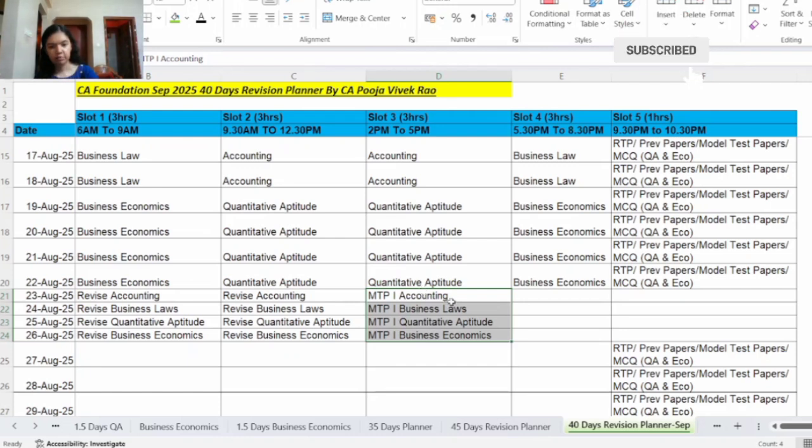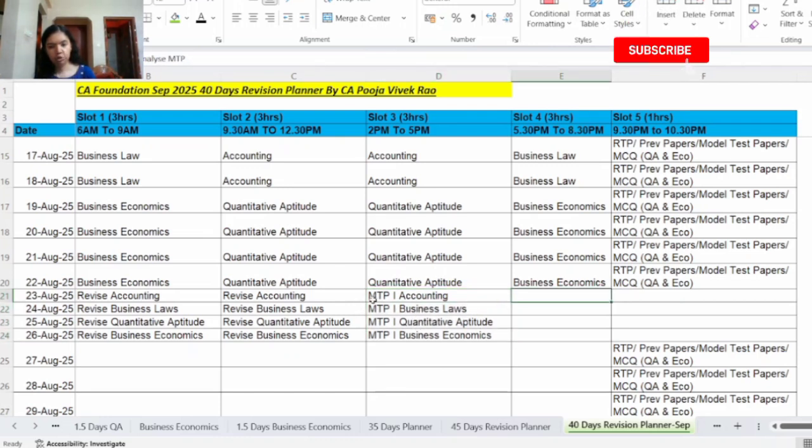paper series 1. So for accounting and business law mock test paper, you will attempt from 2 p.m. to 5 p.m. And for quantitative aptitude and business economics, you will attempt it from 2 p.m. to 4 p.m. So in slot 3, which is of exam time, throughout the study leave, we are either studying or we are practicing the mock test paper. Since the exam is in the afternoon, there are chances we might feel sleepy. So to avoid this, during your study leave, if you are consistently studying in this slot, then in the exam also you will be able to go and attend the exam well.